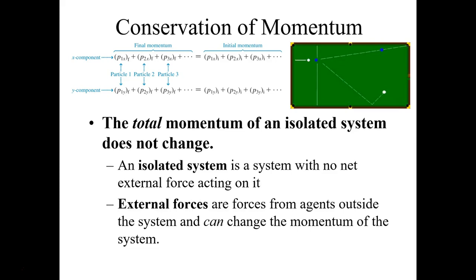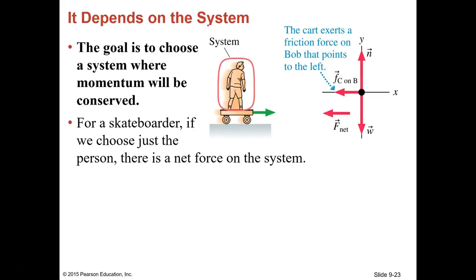External forces are any force from agents outside of the system, and they can change the momentum. So if your system is a box and someone is pushing on the box, but that person is not a part of your system, the push on the box would be an external force, and that means that system is not isolated, and we could not use conservation of momentum to solve that problem.